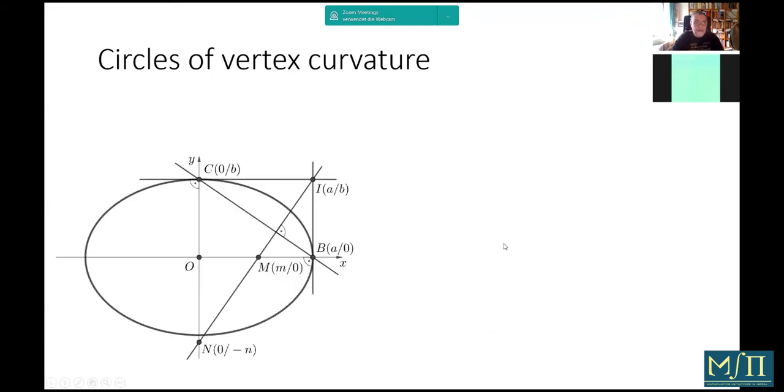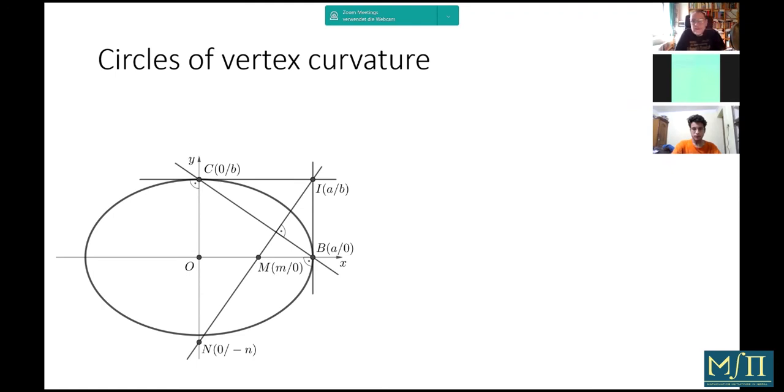But the basic idea has something to do with this construction here. It's a very elementary construction. What is shown here is simply an ellipse with the vertices. We have one of the major vertices B on the right and one of the minor vertices C on top. And what I've added here in this figure is the tangent of the ellipse in the major vertex B, and the tangent of the ellipse in the minor vertex C.